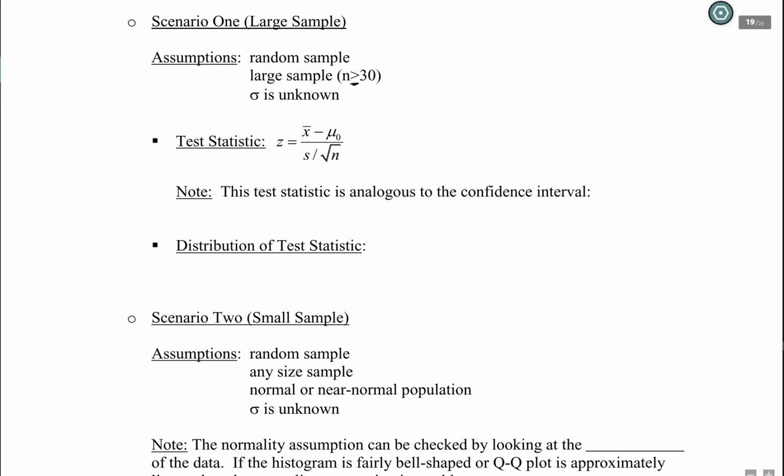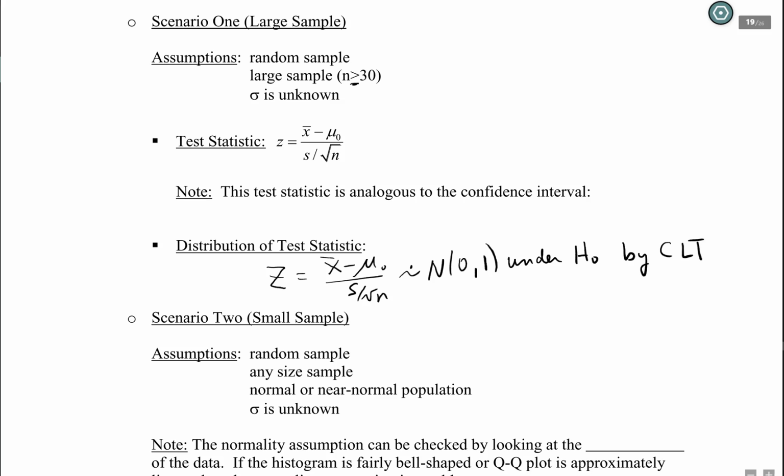This test statistic is approximately standard normal under the null hypothesis, and this is by the central limit theorem. So the CLT is driving this result here. This test statistic is analogous to this confidence interval. In other words, this confidence interval, x bar plus or minus z times s over root n, when we use that interval we had the same conditions as what we have here.